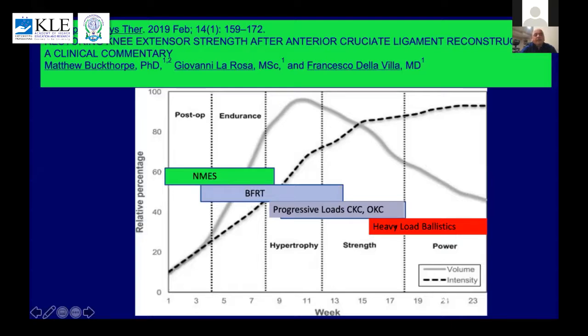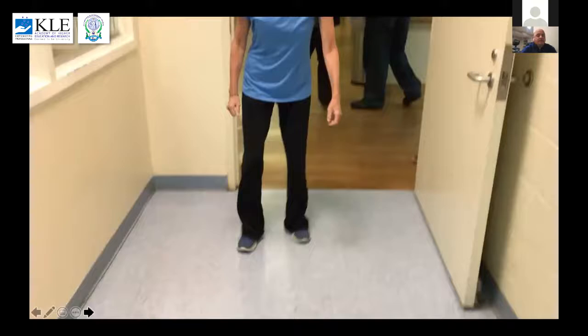And then you're doing basically heavy load ballistics here. But you start right here, add BFR to that, then go to progressive closed chain with BFR, and then finally go to heavy load ballistics. And that's our recovery pattern for our patients that we use.